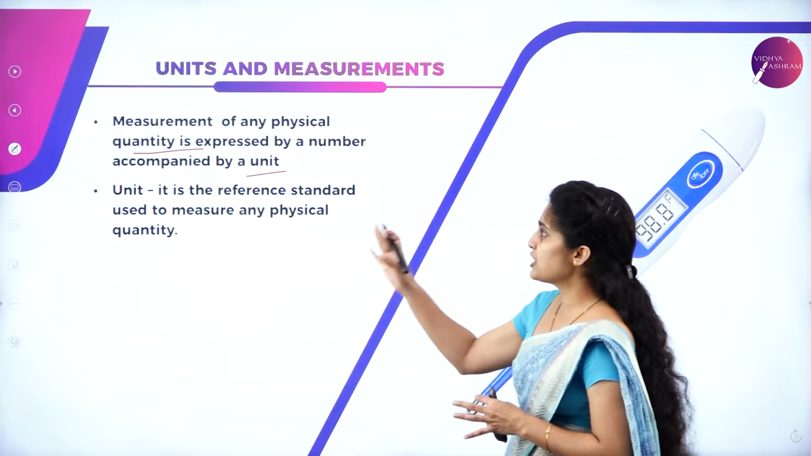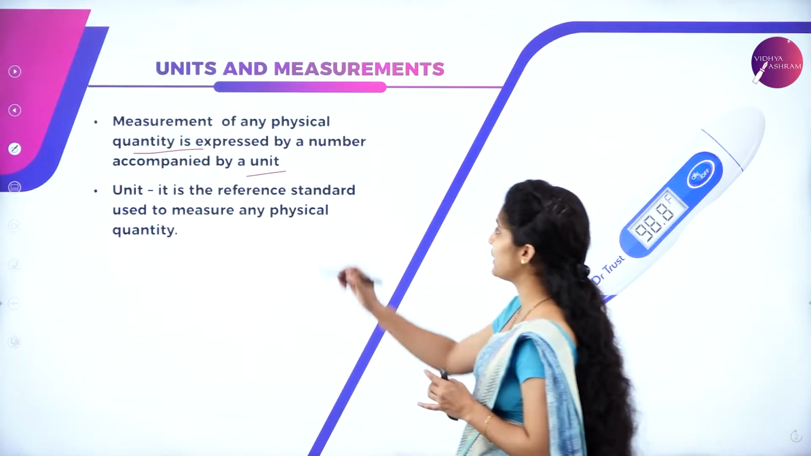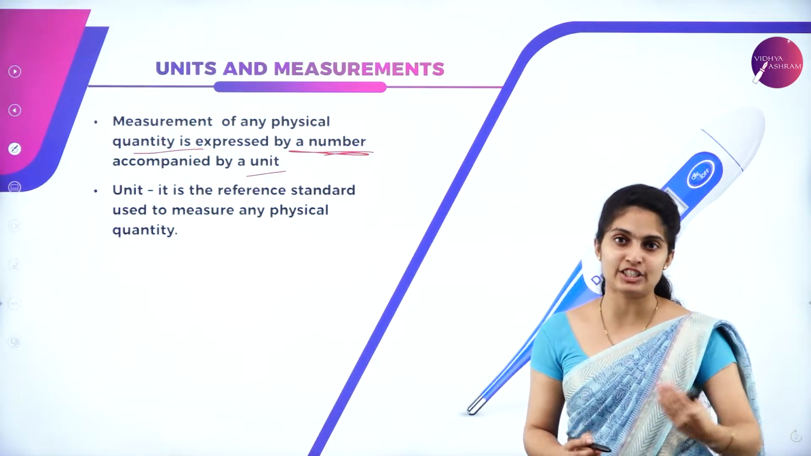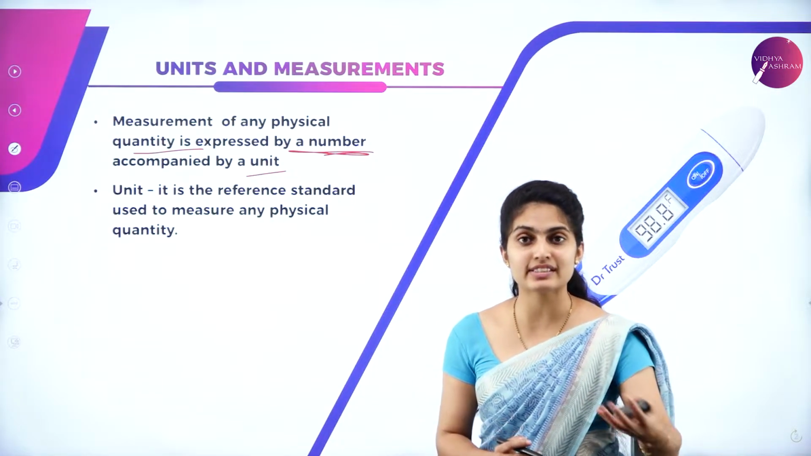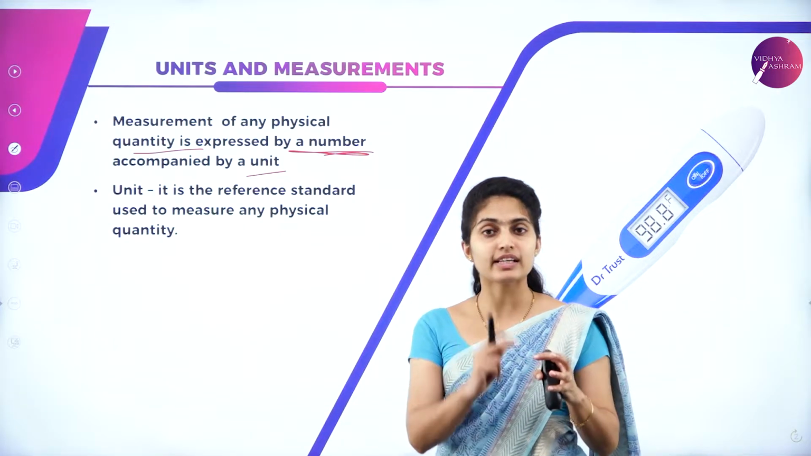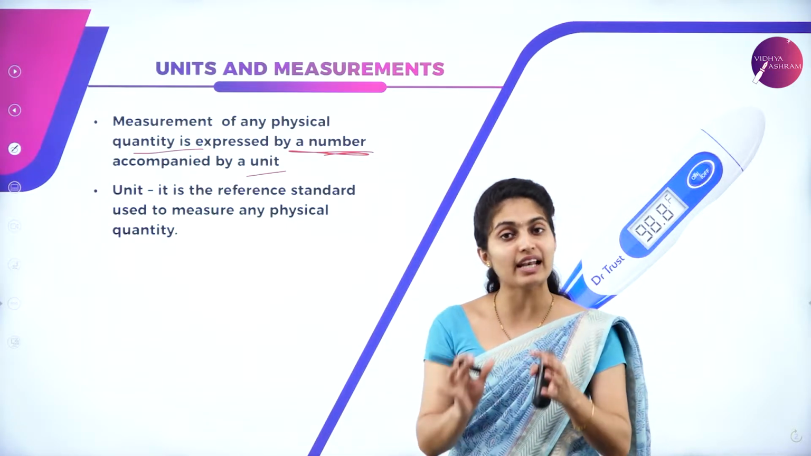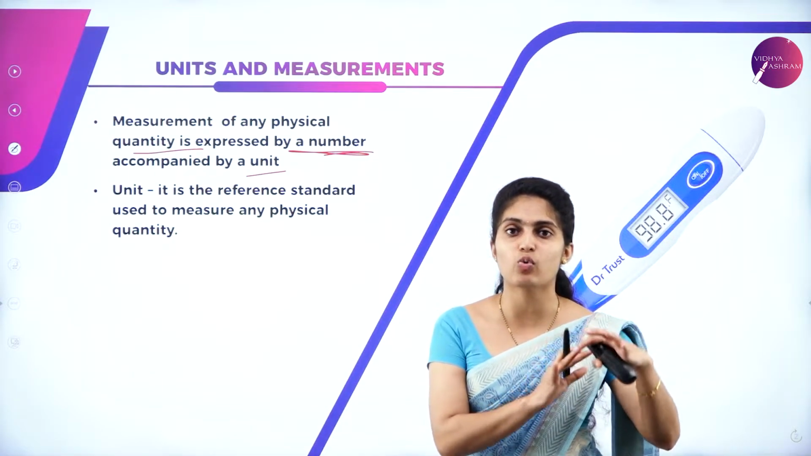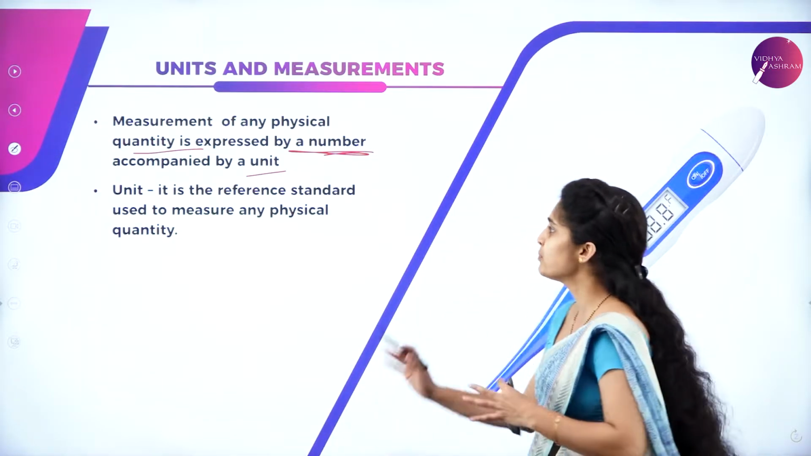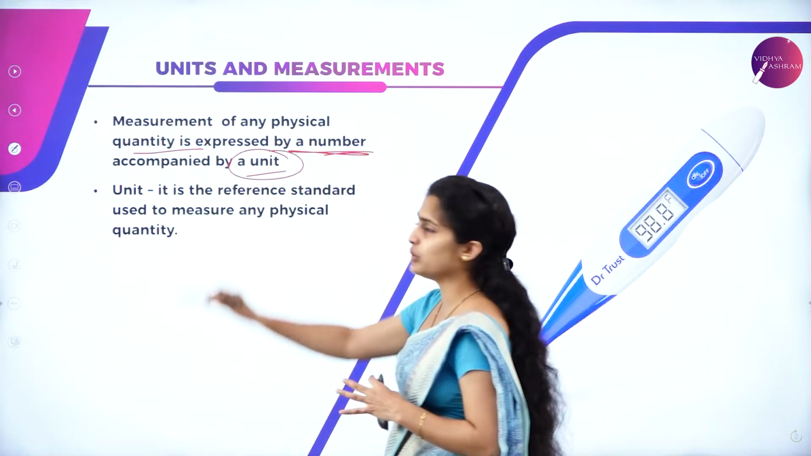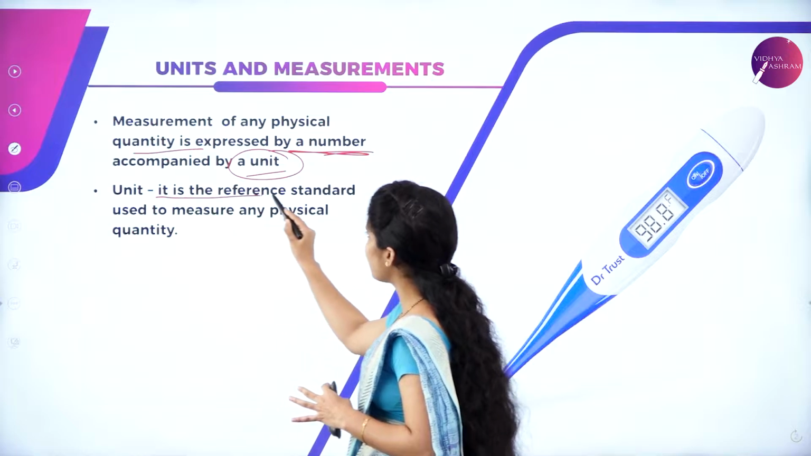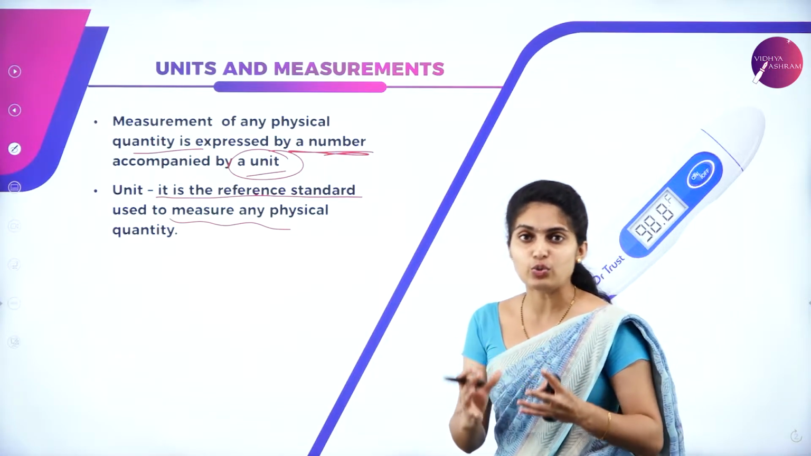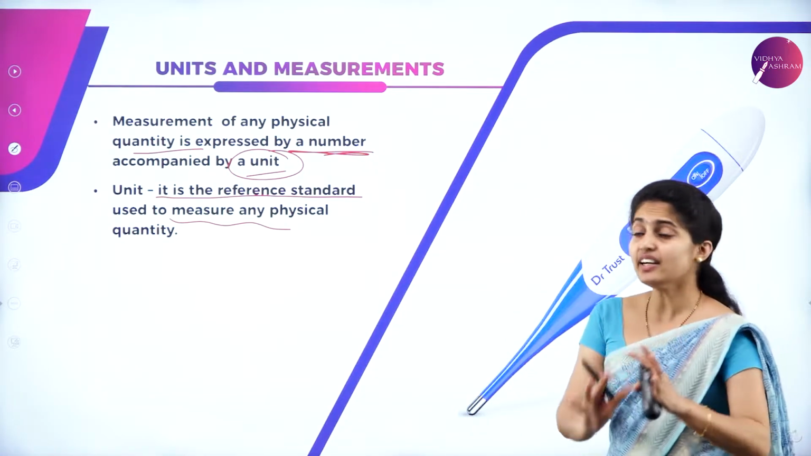Okay, so the measurement of any physical quantity is expressed by a number. Suppose 1 is a number, it is a magnitude. 2 is a number, or else it is a magnitude. Understood? So a number is associated with a certain unit, and we'll have to study further what are the units associated with mass or liquid, solid or gaseous state, whatever. Okay, so here it is accompanied by a unit. So unit means it is a reference standard which is used to measure any physical quantity. So if they ask you to define unit or what is unit, it is the standard reference which we give to the physical quantity.